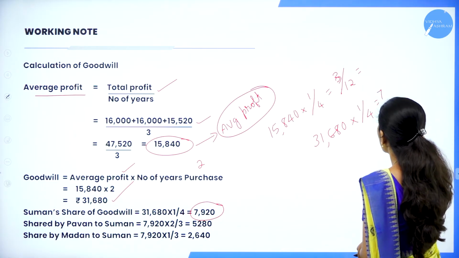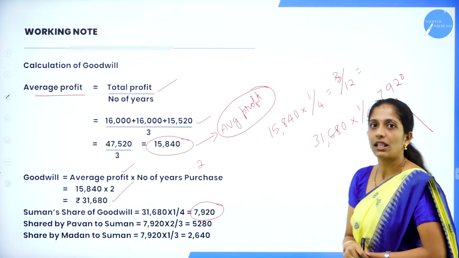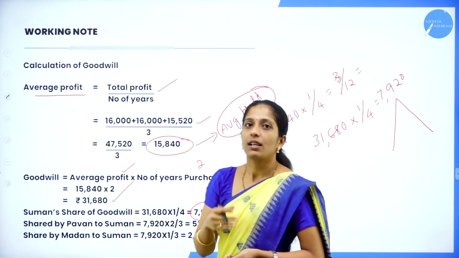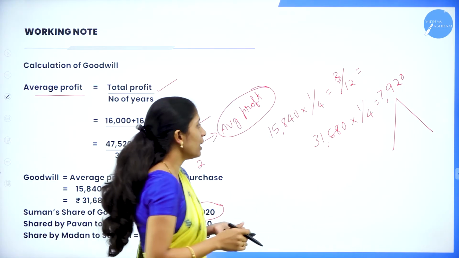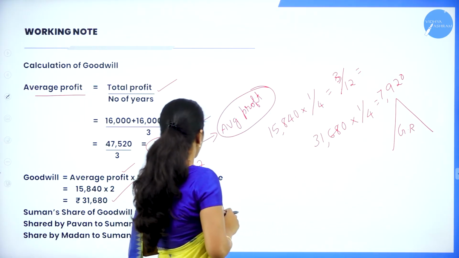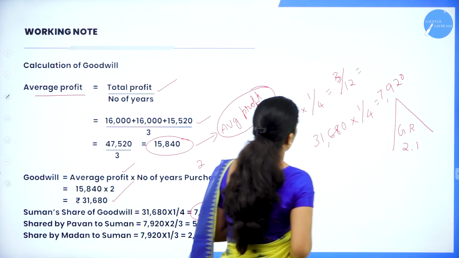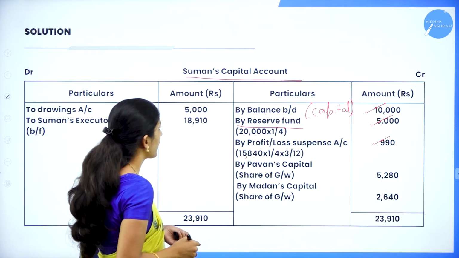So we'll get 7,920. Now this has to be distributed among the remaining partners. In which ratio? In the gain ratio. Now what is their gain ratio? The gain ratio will be 2:1. Now how did we get 2:1? What is their profit sharing ratio?